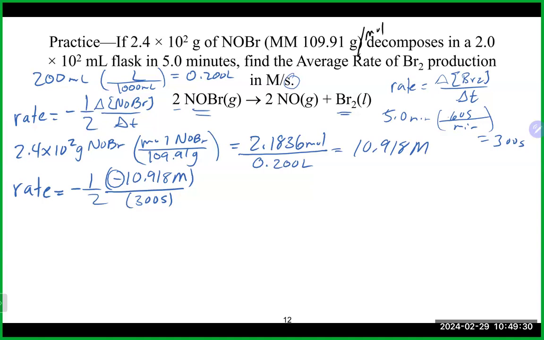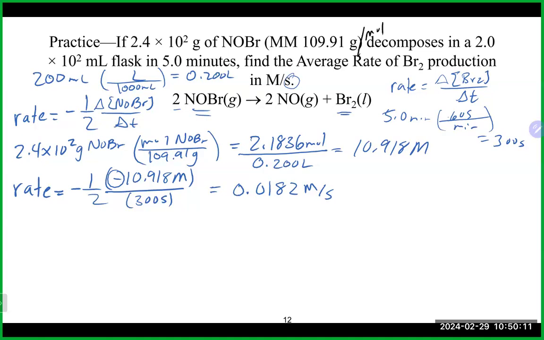So if we do all that here, a little dividing by 300, dividing by 2, that would be good. Going to give us 0.0182, I'll call it, maybe on around, molarity over seconds as our average rate. This is a decomposition reaction, so we assume that it's all going to basically go away in this case. Other questions?